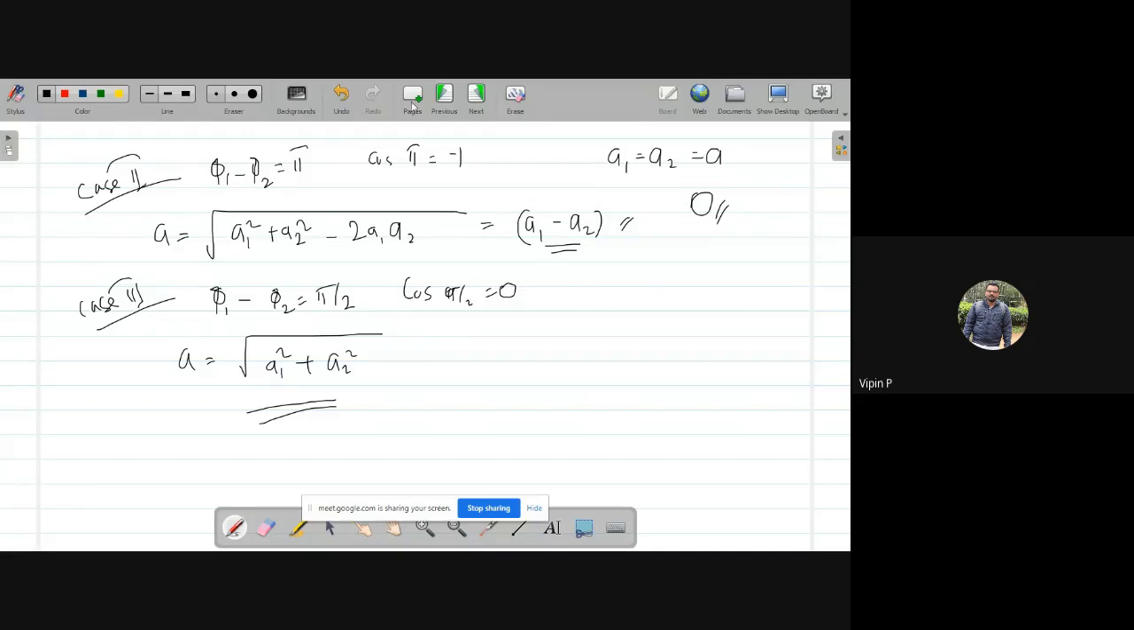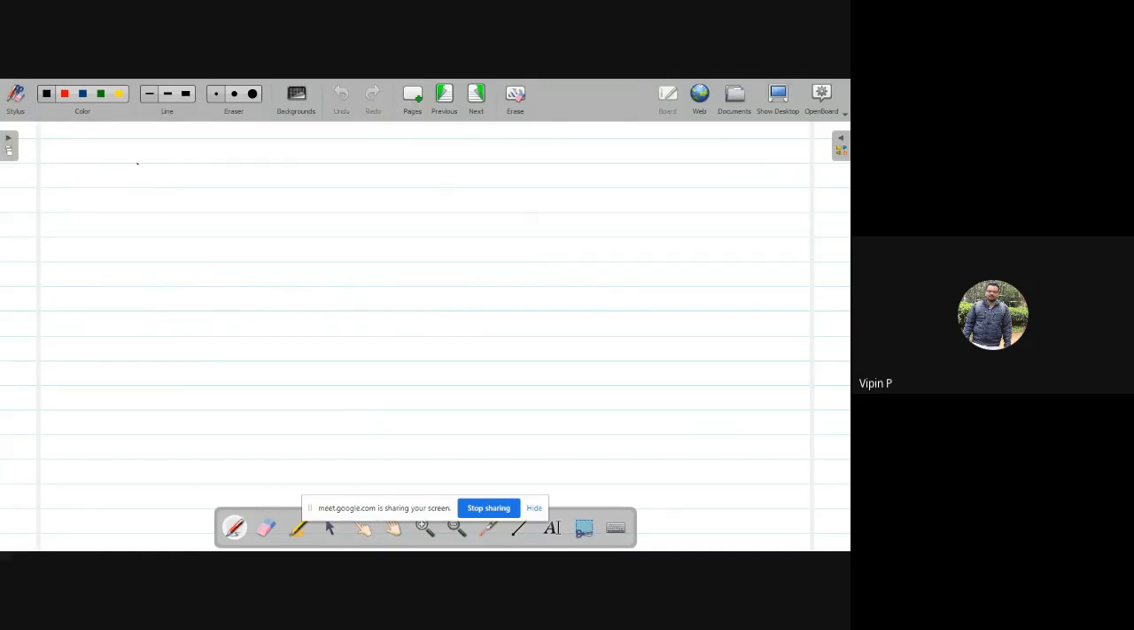Now, what I can conclude in summary is, let's say we have the same frequency. The maximum amplitude would be a1 plus a2. The minimum amplitude would be something like a1 minus a2, depending upon the phase difference between them. So you can have a maximum amplitude of a1 plus a2 and a minimum of a1 minus a2. This is the conclusion that we can have.